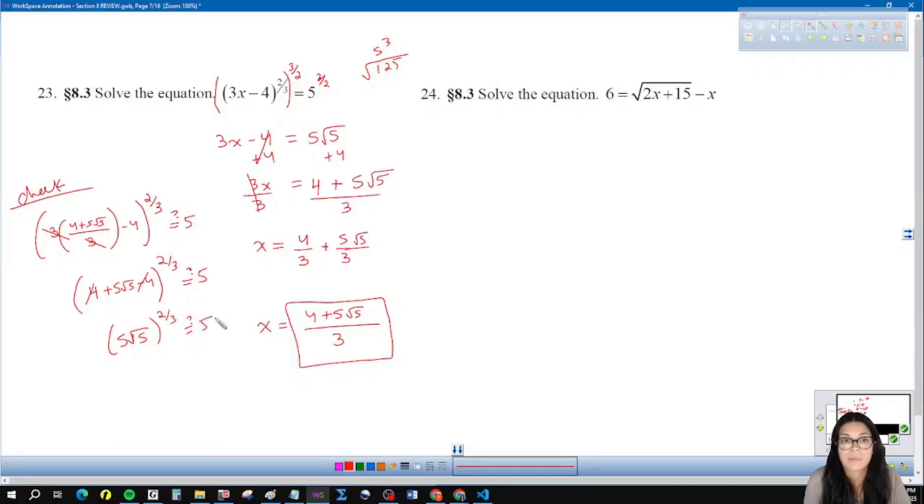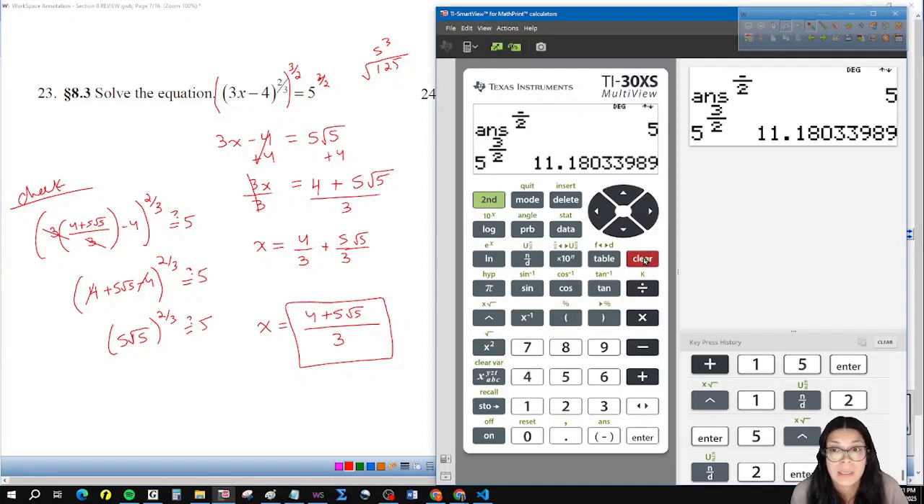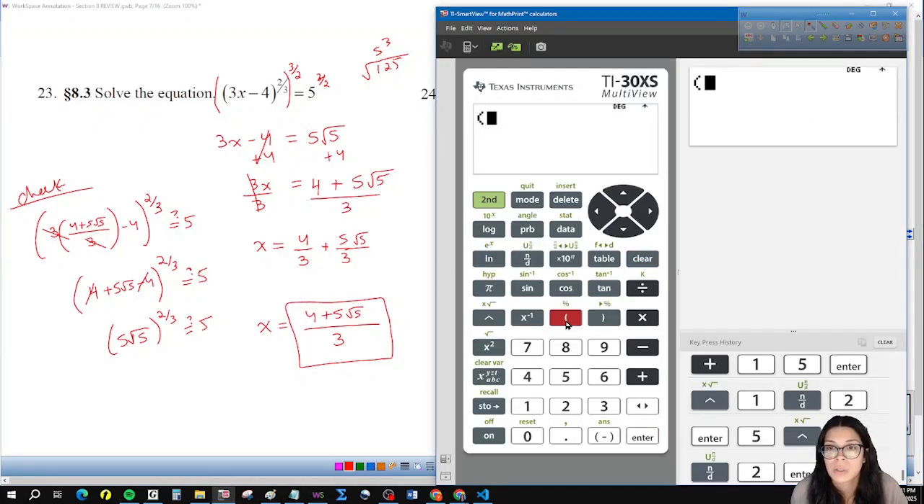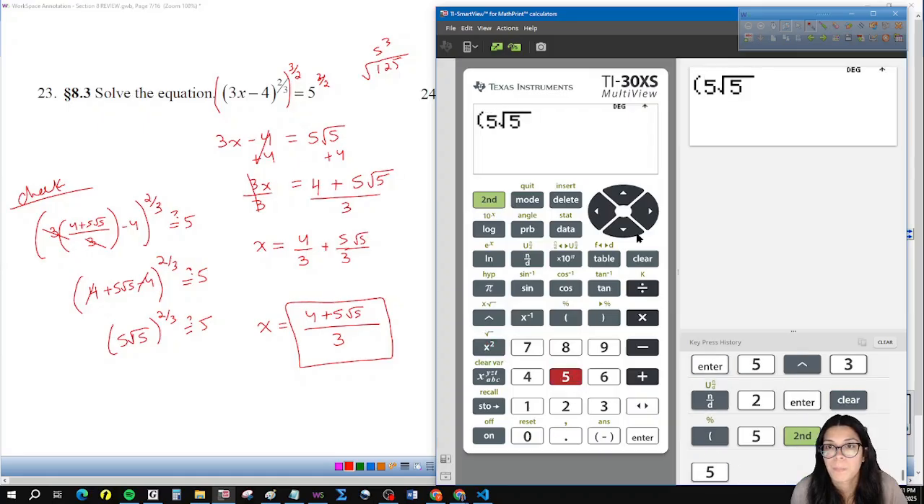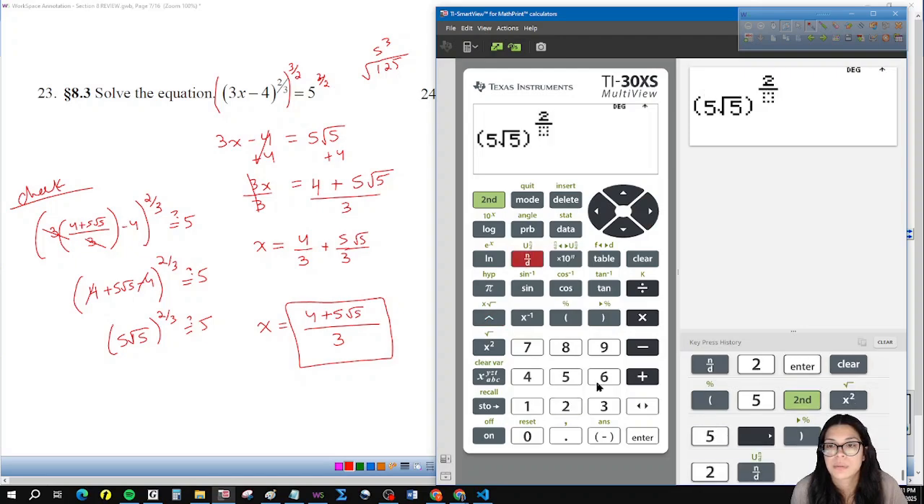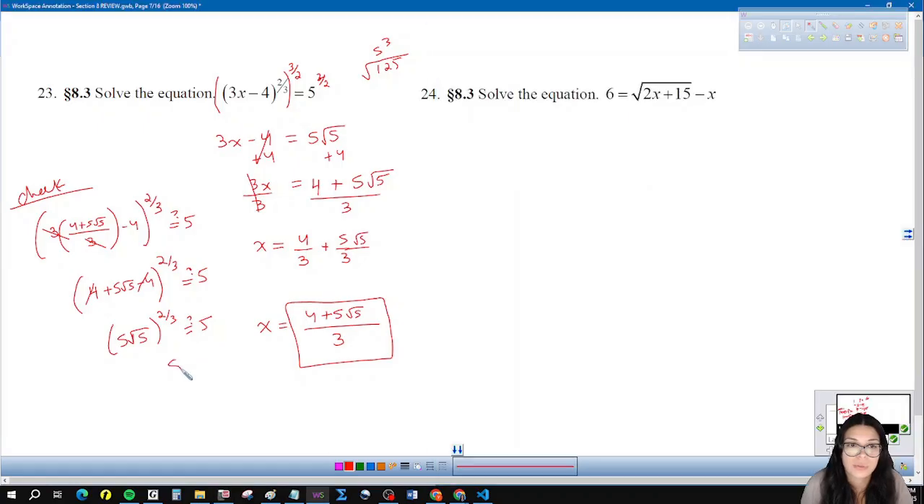Does that equal 5? And then now we can use the calculator. So it just makes it so that you have a little bit less to type into the calculator. So we're going to do the 5 square root of 5, and then raise that to the power of 2/3. And we got 5. So yes, this is a valid solution, which I squared it prematurely, but that's okay. So that was a valid solution. Very good.